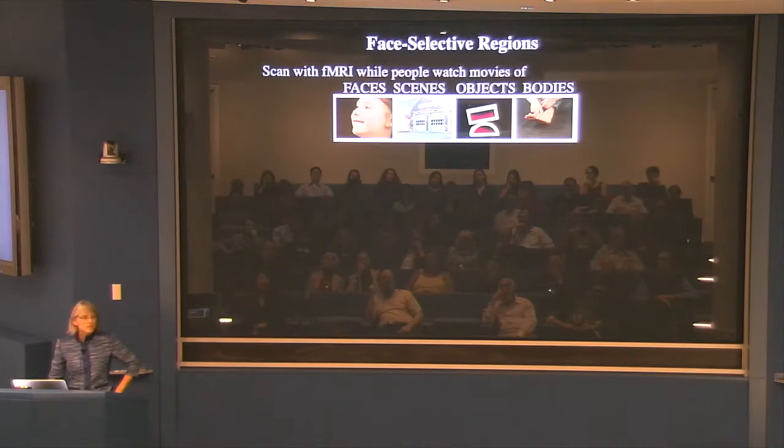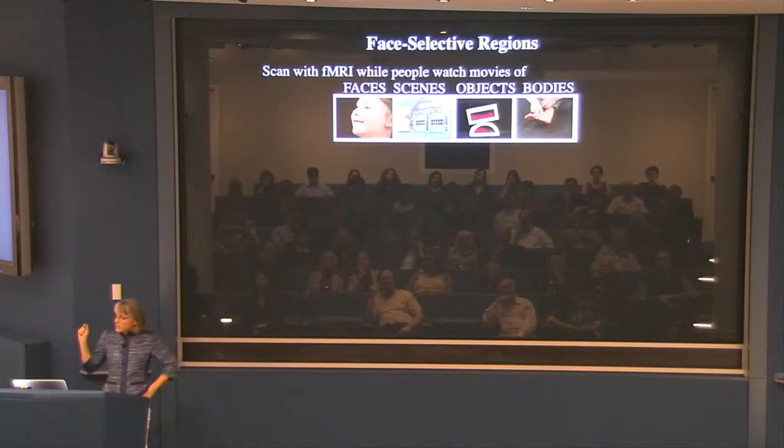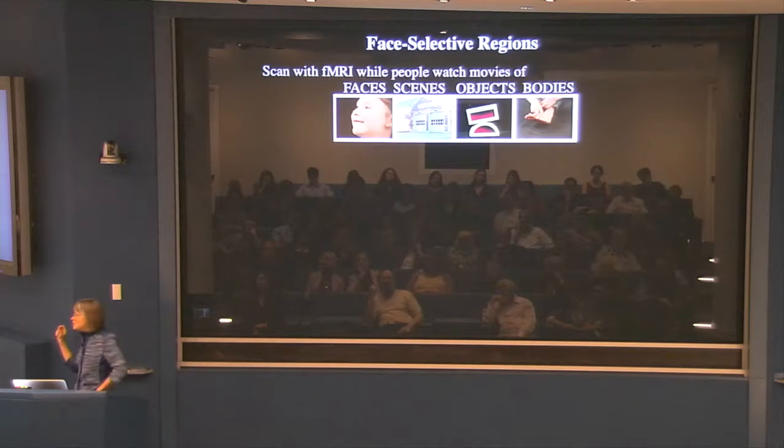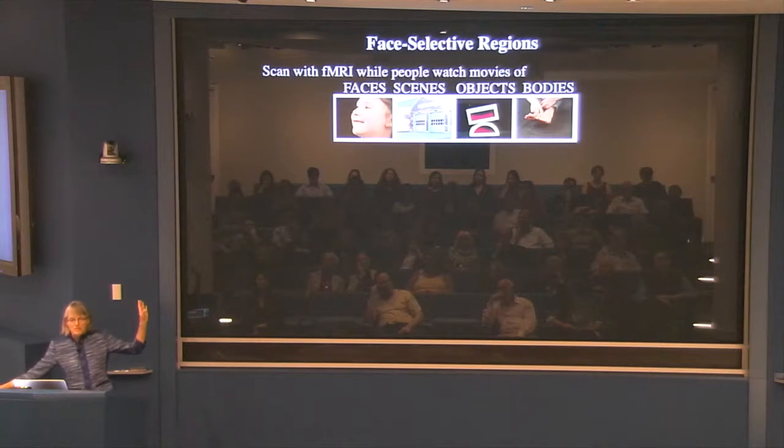So we started off doing the very obvious thing that other people have done before, which is simply to scan subjects with functional MRI while they're looking at images of faces, scenes, objects, or bodies. In this case, we're showing them movie clips, little 3-second movie clips that we shot. We shot movies because we thought they'd be more engaging for scanning kids. Actually, most of the data, I think all the data I'm going to show are from adults. It's really hard to scan kids. You get a lot of artifacts. I'm not talking about those data. I'm talking about adult data today.